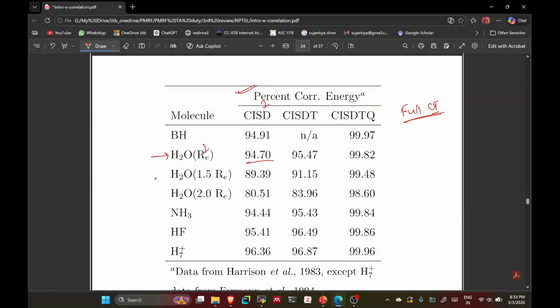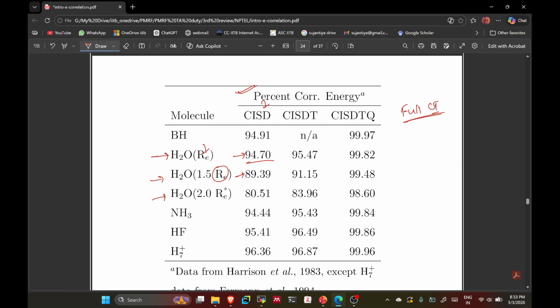Now, the correlation becomes more important at 1.5 times Re, which means you have stretched the bond to 1.5 times the equilibrium bond distance. Now at CISD, it recovered around 95% before, but here it is recovering only up to 89%. So this emphasizes the fact that away from the equilibrium bond distance, your higher order determinants play a crucial role. So from 89 to 91%, right?